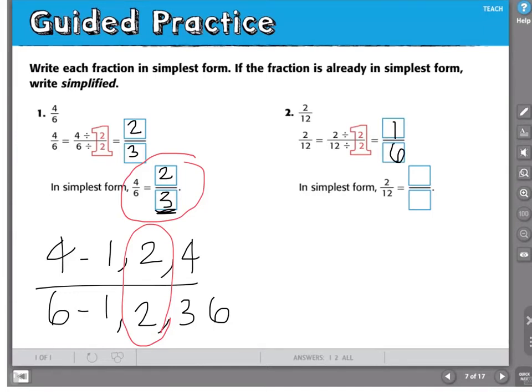Now I have to check this fraction, 1/6, and think, is that in its simplest form? Well, I know that 1 does not have any other factor than itself, 1. So I know that 1/6 is in its simplest form. The simplest form of 2/12 is 1/6. 2/12 and 1/6 are equivalent fractions. They have the same value, but 1/6 is the simplest name we have for that fraction.